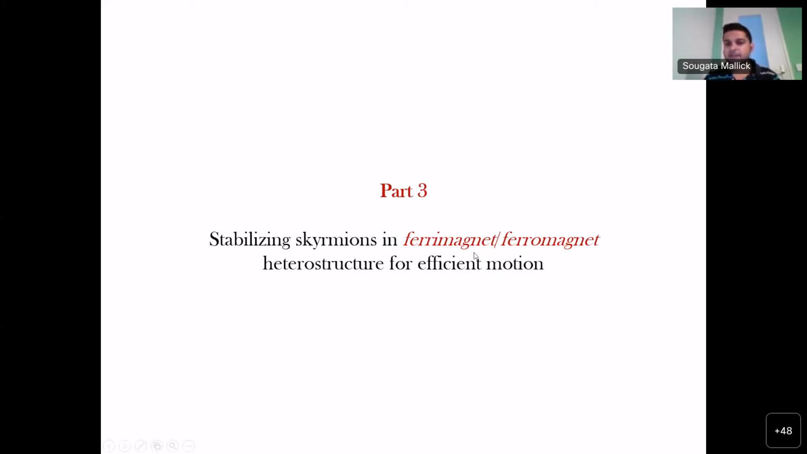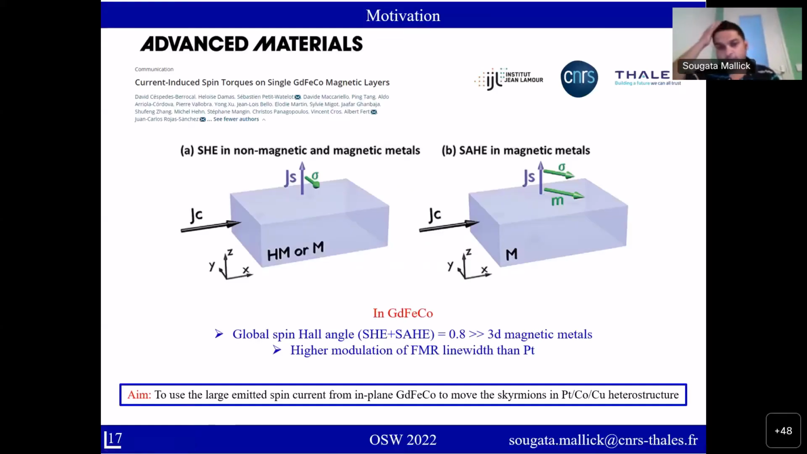Now, this brings me to my last part of the presentation, where we have stabilized the skyrmion in a heterostructure of a ferrimagnet and ferromagnet assembly. Why we chose this topic is because last year, our group collaborated with IJL Nancy and published a work where they show that in a normal heavy metal, if you put in a charge current, you can have a spin current, which is the normal spin Hall effect.